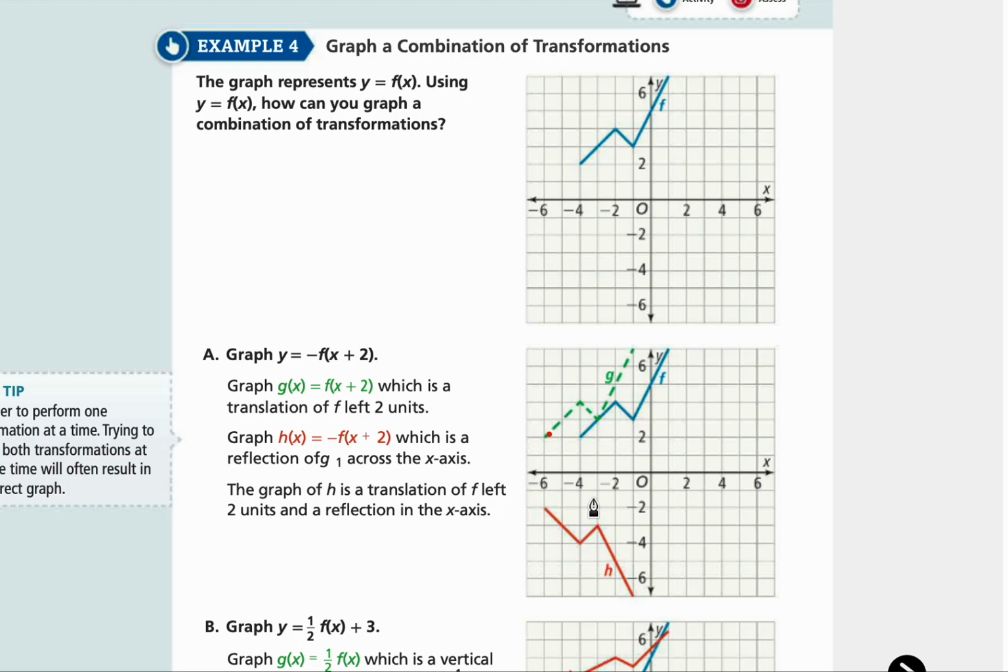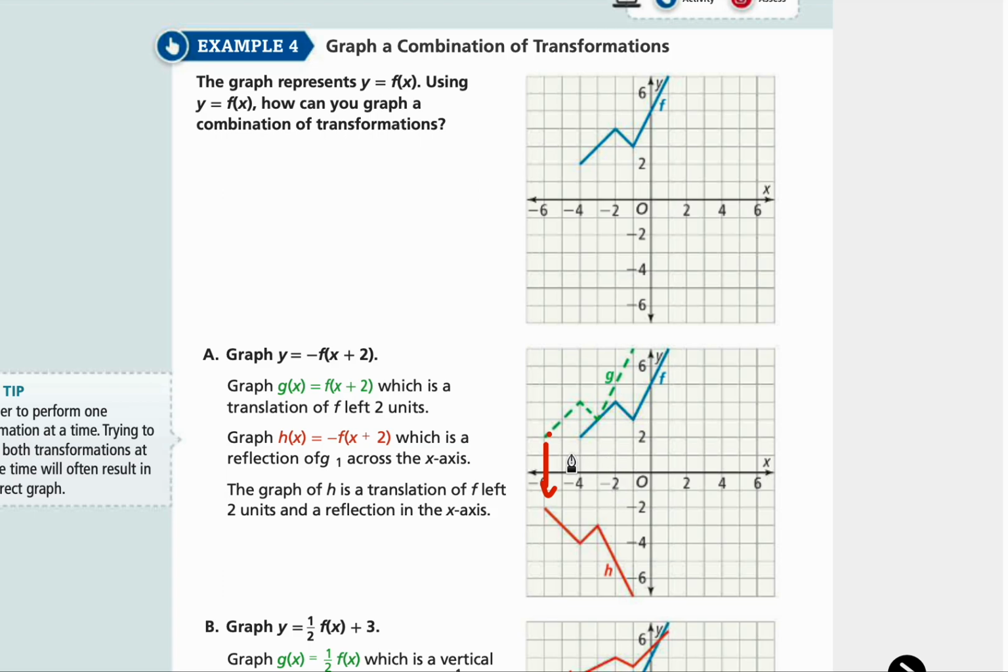Yeah, if the negative is outside and it's an opposite of the whole function, that means your y values are the opposites, right? Because in order to get y values, you're plugging in x to solve for the function, and that is your y value. So if you make your y value negative, that means your x is the same, your y values are being reflected on the other side of the x-axis.